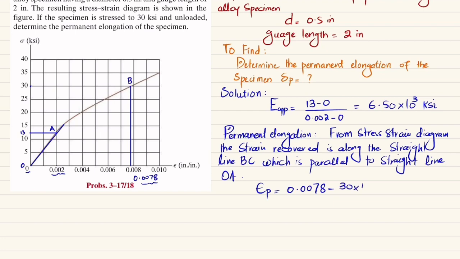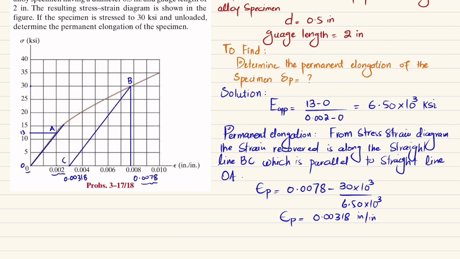So 30 into 10 raised to power 3 over the modulus of elasticity, which is 6.50 into 10 raised to power 3. Clear? And that will give you the permanent strain in that object, and that is 0.00318 inch per inch. So what does it mean? It means that this is 0.00318. So after removing this 30 KSI load, it will come back to this, and you can see this line.